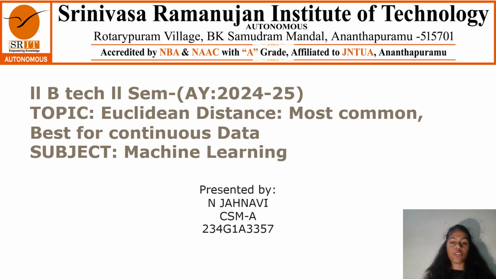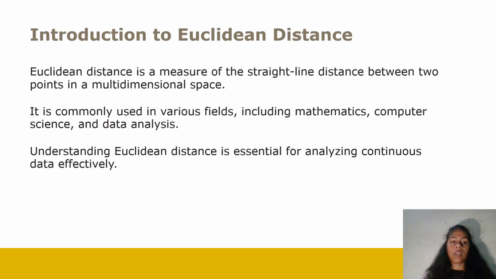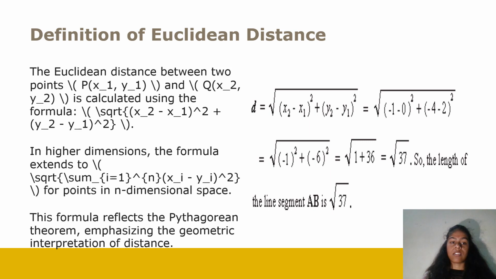My topic is about Euclidean distance, most common and best for continuous data. And this is the topic. Introduction to Euclidean distance. Euclidean distance is a measure of the straight line distance between two points in a multi-dimensional space. It is commonly used in various fields, including mathematics, computer science, and data analysis. Understanding Euclidean distance is essential for analyzing continuous data effectively.